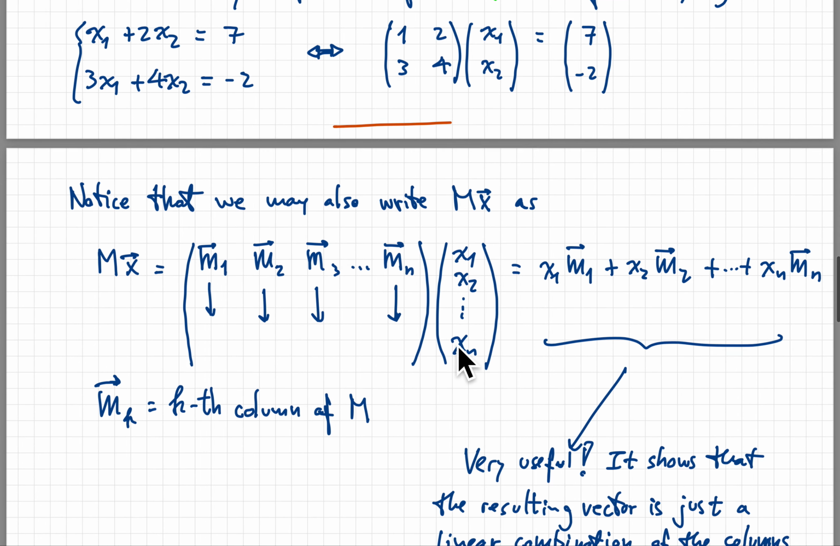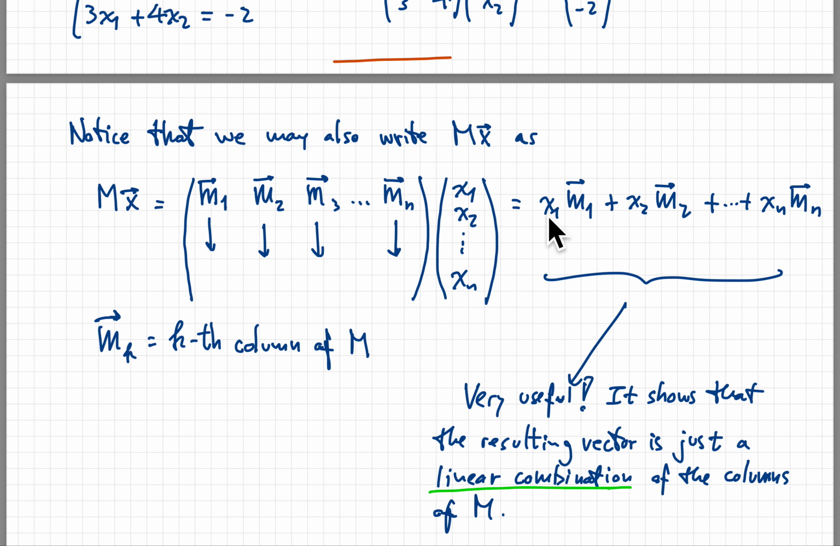And this is super useful. It shows that the resulting vector, so this whole thing added together is one vector when you put it all together, is just a linear combination of the columns of M. That's all there is. When you multiply a matrix like this by a vector, all you get is some linear combination of the columns, with coefficients given by your vector.